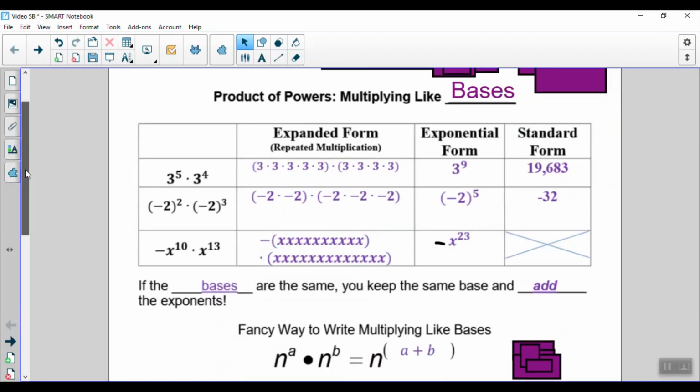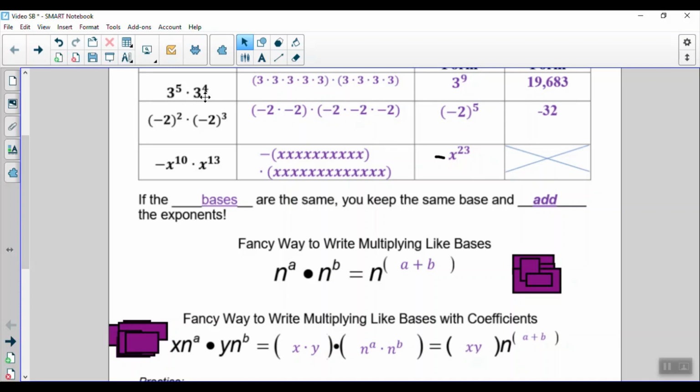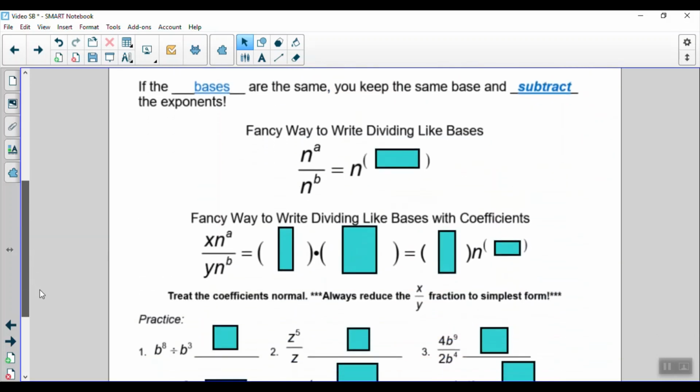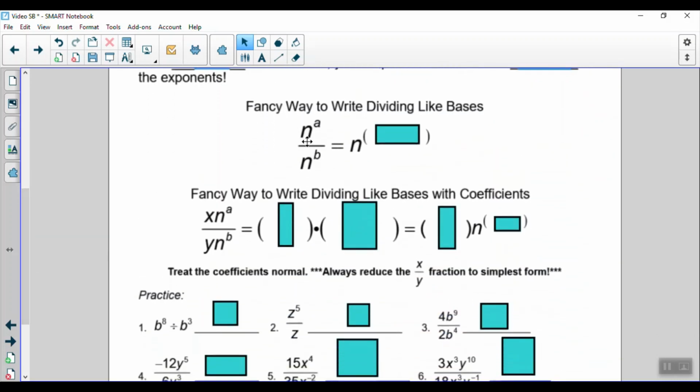So over here, we were multiplying bases and we add our exponents. 5 plus 4 was 9. But on this side, when we're dividing, we're subtracting our exponents. Okay, so let's see what that looks like. Okay, so if we have n to the a divided by n to the b, when we solve it, we're really going to have our answer as n to the a minus b. Whatever a and b are, we're subtracting them.